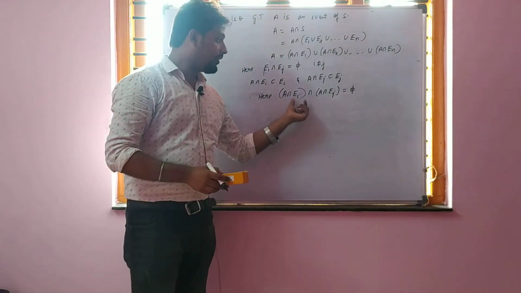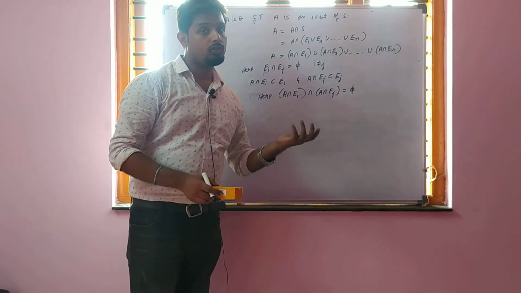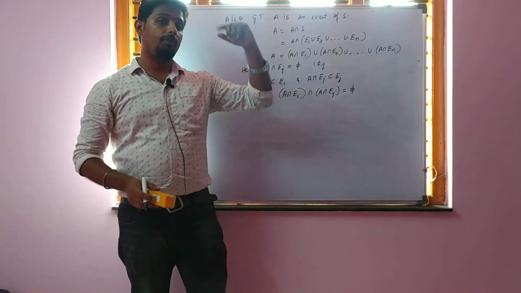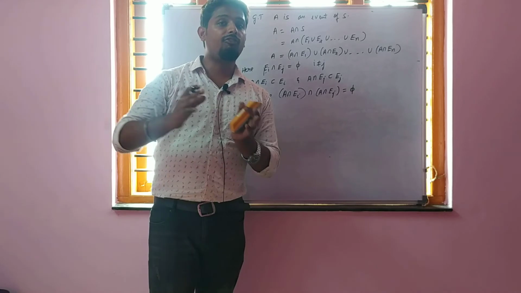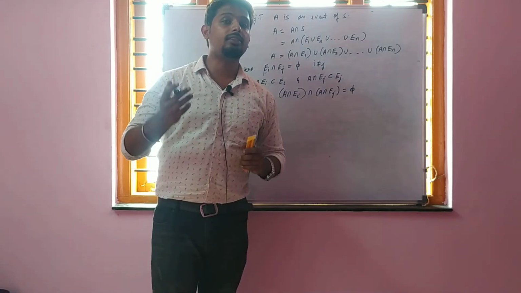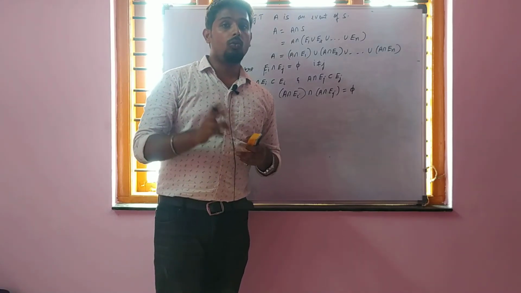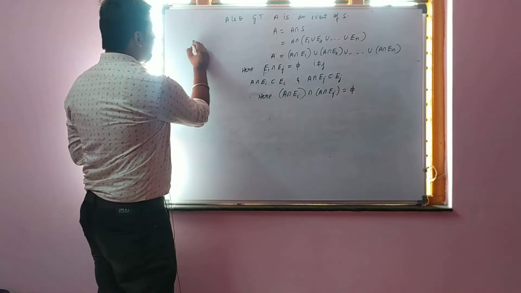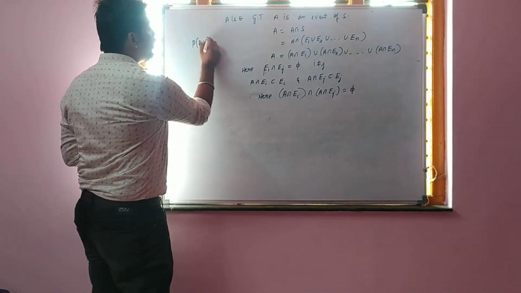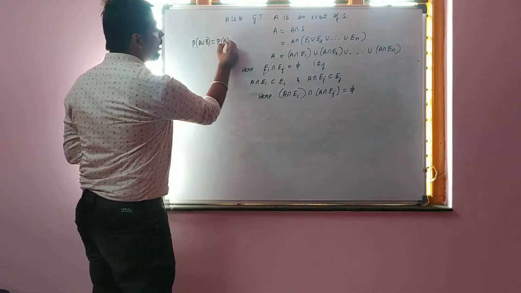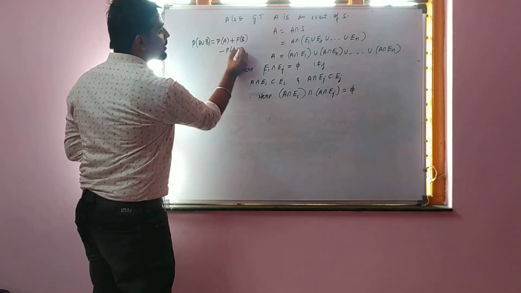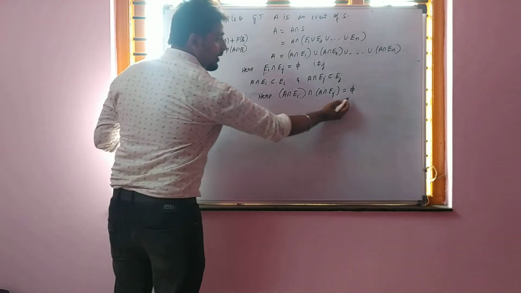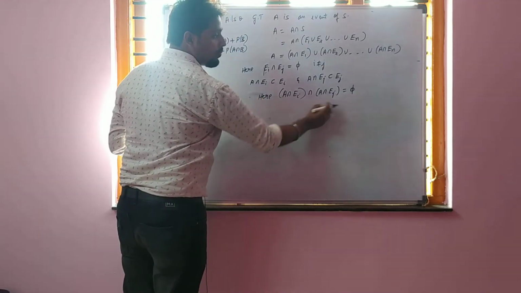Therefore, now if we take the probability, it will be 0. So now if we come to the addition theorem of probability, what is happening here? For every two events, the intersection will be empty. We know that P of A union B was P of A plus P of B minus P of A intersection B. Now here the intersection is empty, therefore the probability of this is what?